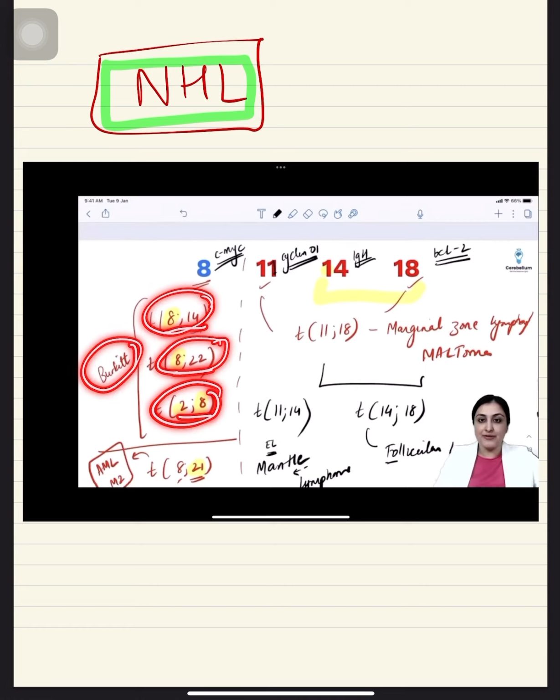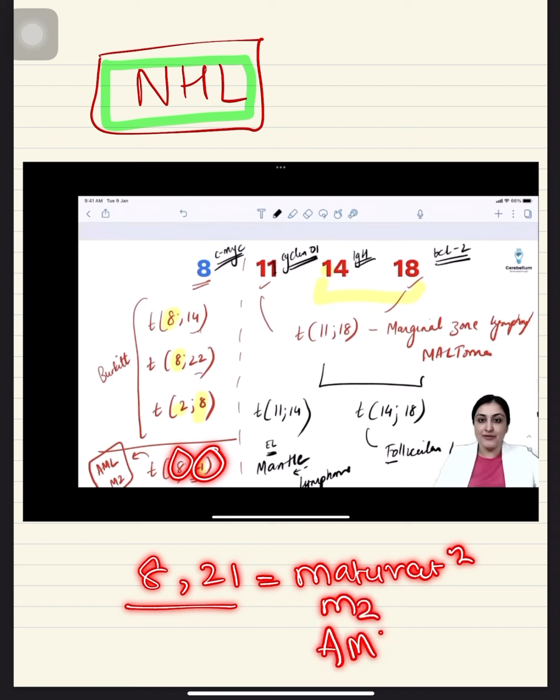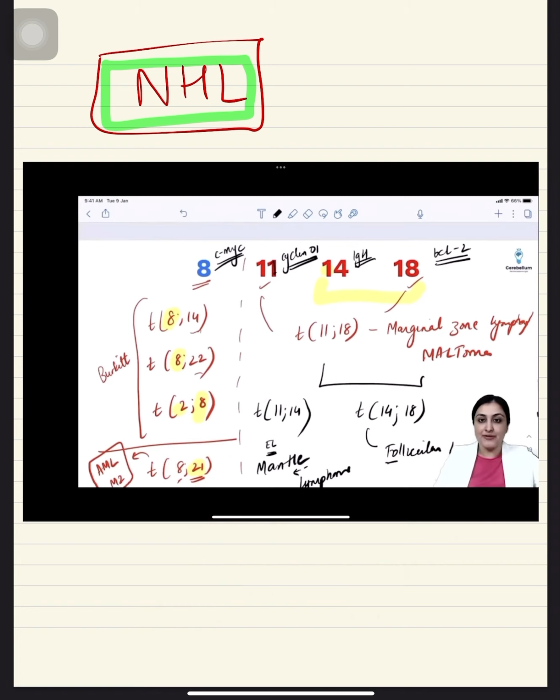are all Burkitt's lymphoma. But if 8 is with 21, remember 8 to 21 are ages where most of the maturation happens. So that is your maturation type, that is M2 type of AML. Okay, so 8;21 is there. But if it is 8;14, 8;22 and 2;8, all of them are Burkitt's.